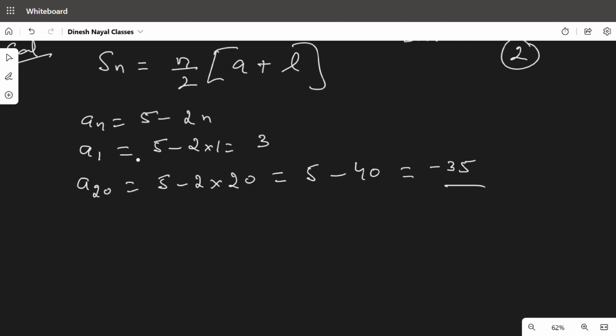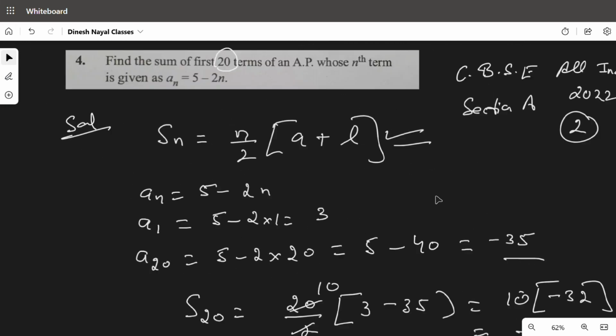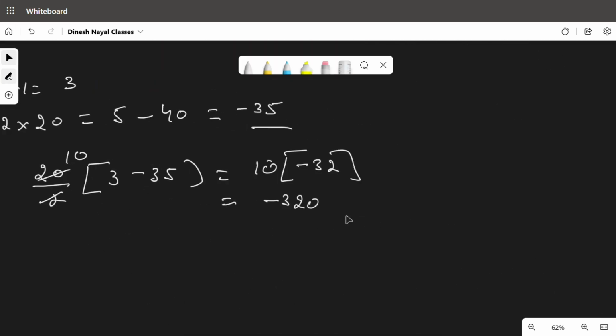Okay. So now substituting, S20 will be equal to 20 by 2. A is 3, and A plus L we are substituting in this formula: 3 minus 35. So this is 20 by 2, which is 10. And 3 minus 35 is actually minus 32. So 10 times minus 32 will be minus 320. So the sum is minus 320, and that's our answer for this question.